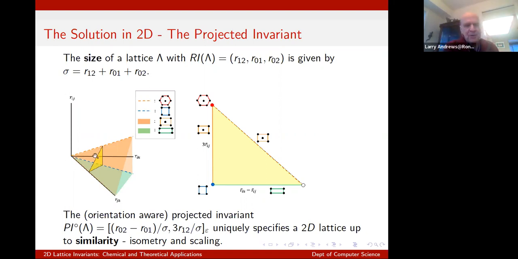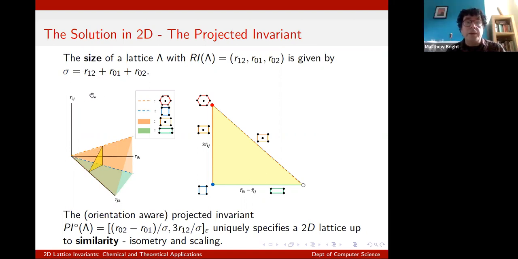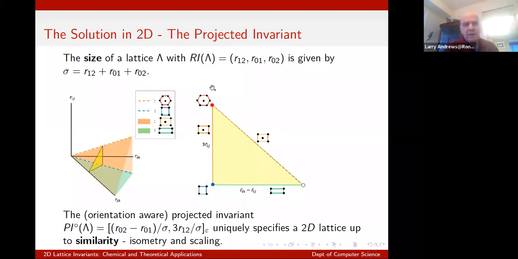Instead of a unit distance plane, you make a unit sphere. So you just say root R12 squared plus R01 squared plus R02 squared equals some constant. That's right. And so that plane becomes a segment of a sphere. Your triangle picture doesn't change, but the mapping doesn't really have to be done. You've already got a segment of your sphere.